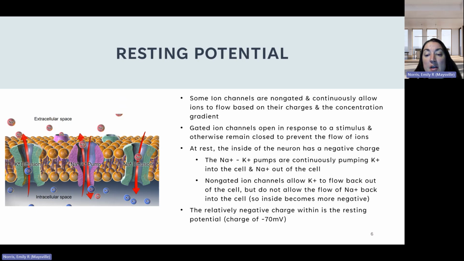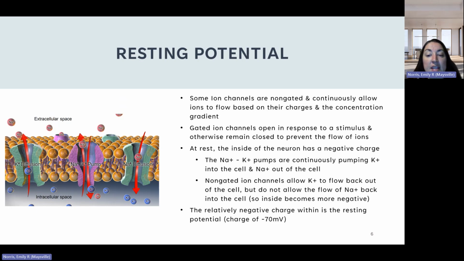So the potassium is being pumped into the cell, the sodium is being pumped out, and the potassium is being allowed to freely move across that cell membrane through those non-gated ion channels to go back out of the cell. So as potassium is being pumped in, it becomes an area of higher concentration, so it just naturally flows back out. And then sodium is being pushed out to an area of higher concentration. So then the outside of the cell becomes more positive than the inside.